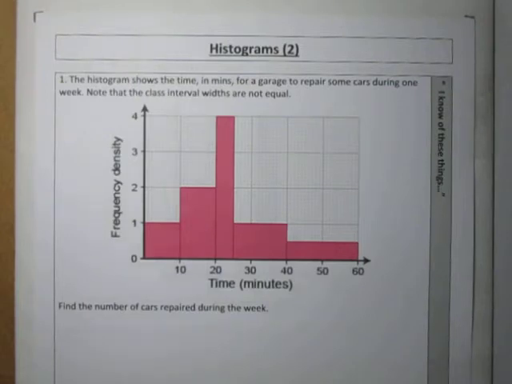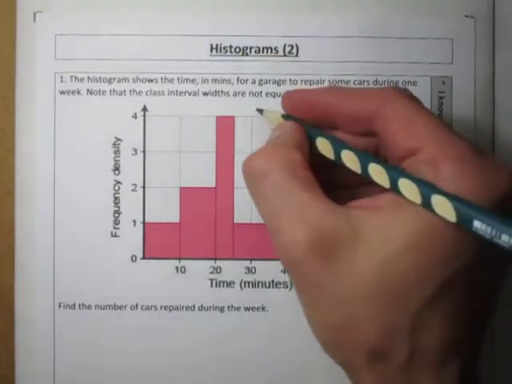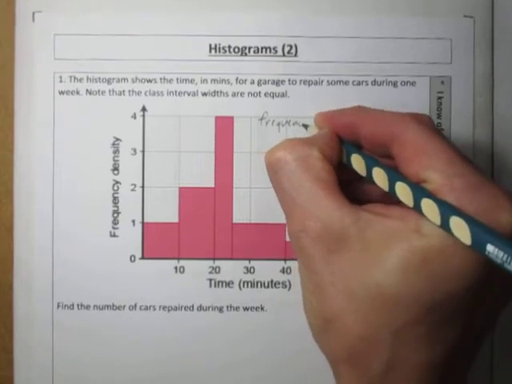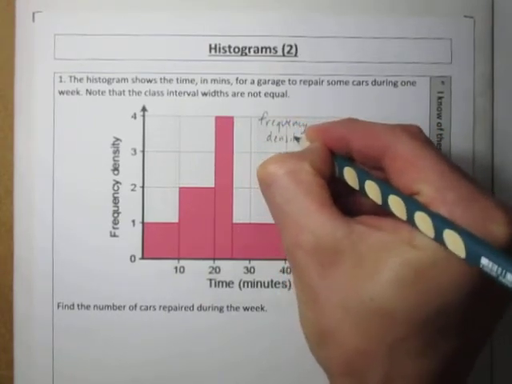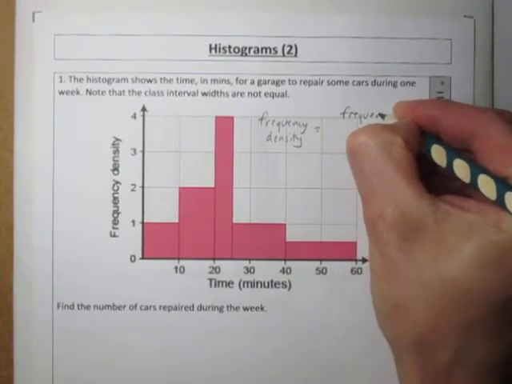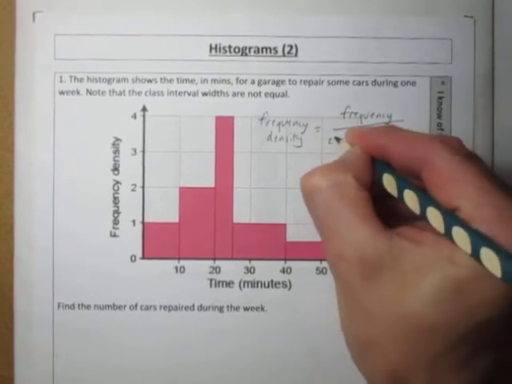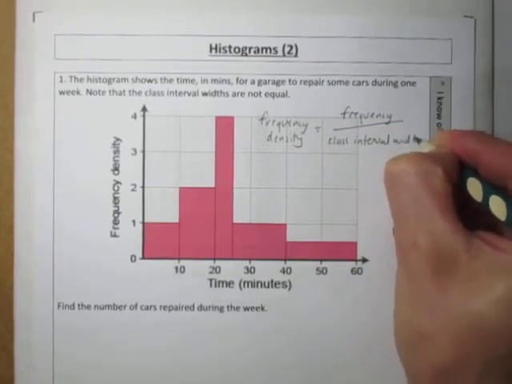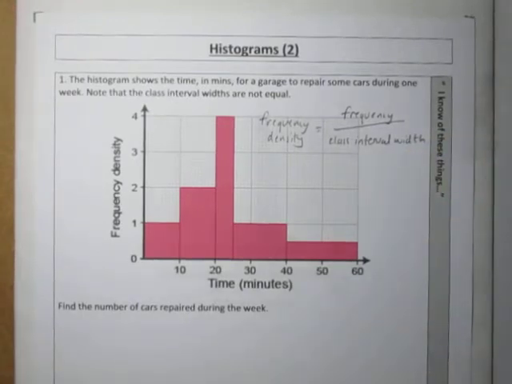Now, hopefully from last lesson, we remember a formula that told us how to calculate frequency density. We were told that frequency density is equal to the frequency divided by the class interval width.